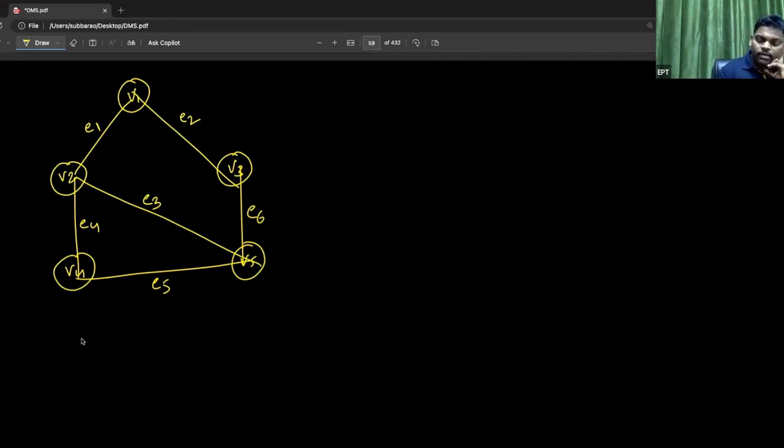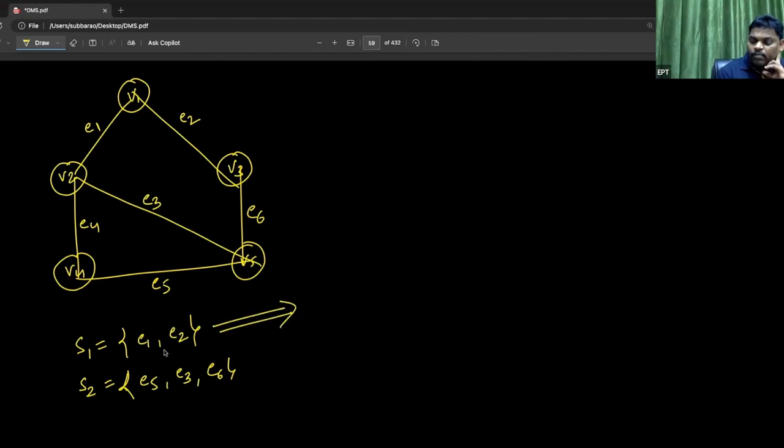So let me write now. Set S1 is equal to {E1, E2}. If I delete E1 and E2, the graph becomes disconnected. Check. If I go to set S2, it becomes {E5, E3, E6}. So this is also making the graph disconnected. Remember, the minimum number of edges to be deleted so that the graph becomes disconnected is known as the edge connectivity number.